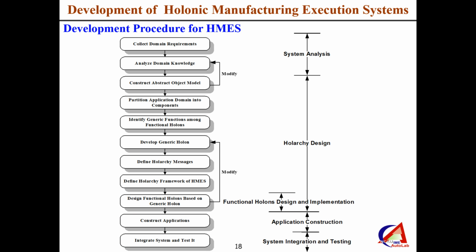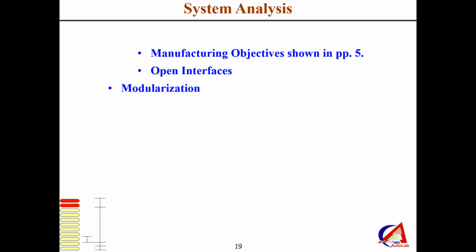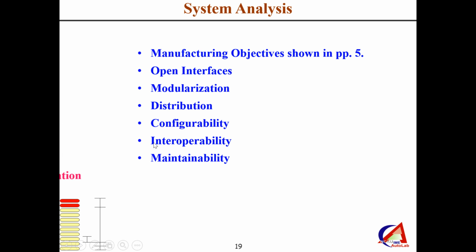So to begin with here, system analysis. Do you remember when I mentioned MES and we need to know the manufacturing objectives? It was shown on page 5. For example, try to reduce the cost, try to increase the yield, right? Do you remember?